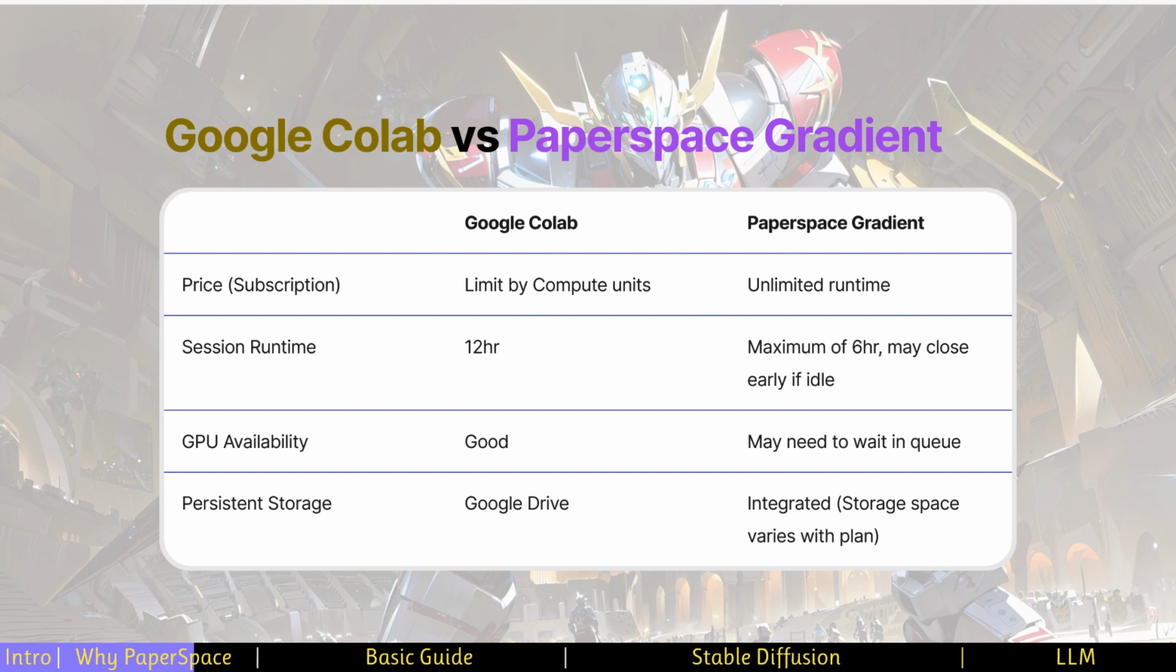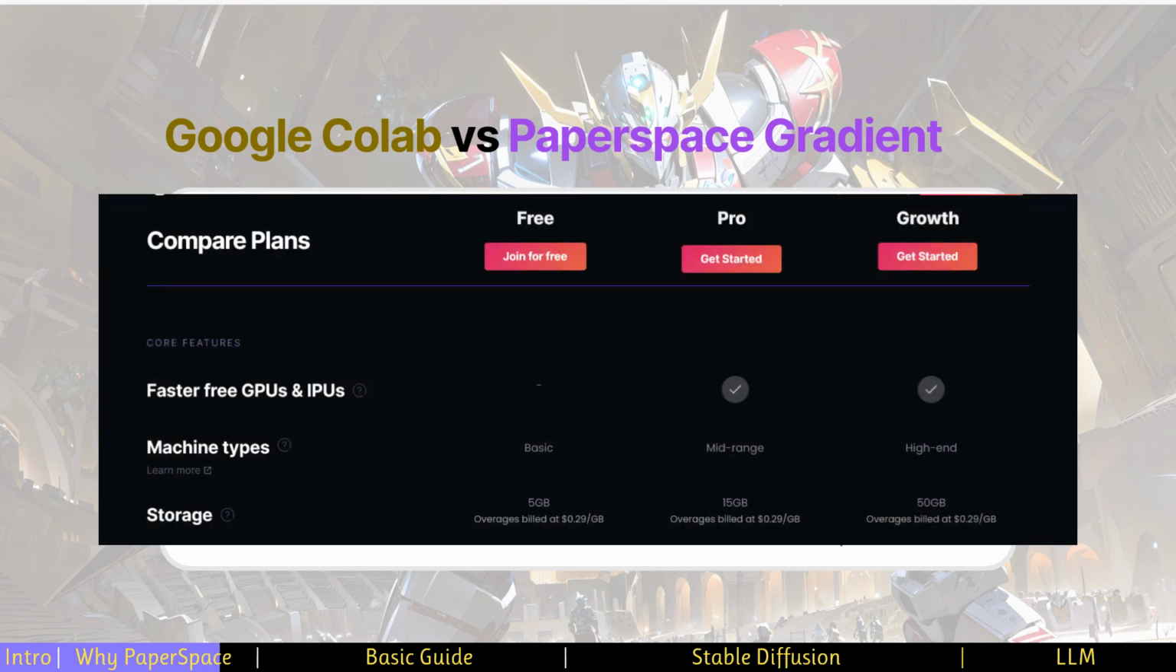Finally, let's talk about one more important factor when it comes to AI projects: persistent storage. This is the storage space where you can store settings and outputs for your AI tools. Google Colab allows you to link to Google Drive, which provides 15 gigabytes of free storage space. On the other hand, Paperspace provides 15 gigabytes of free storage for pro users and 50 gigabytes for growth users.